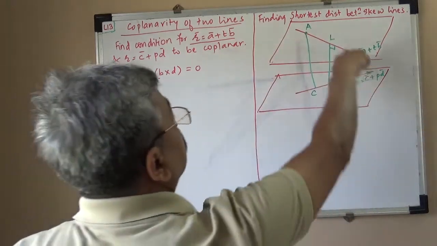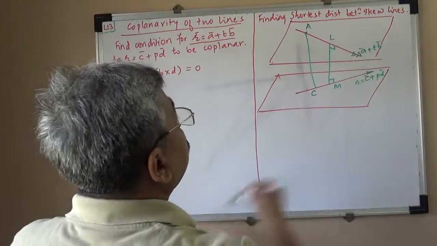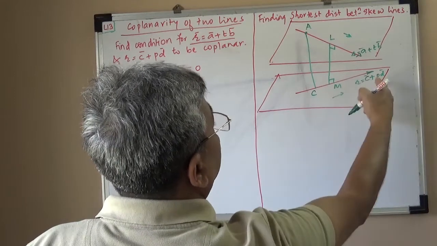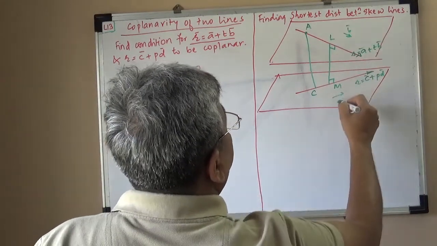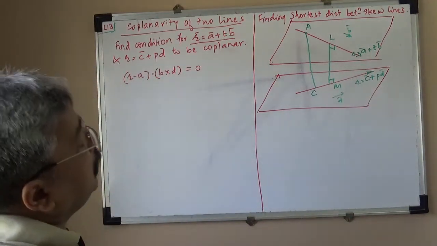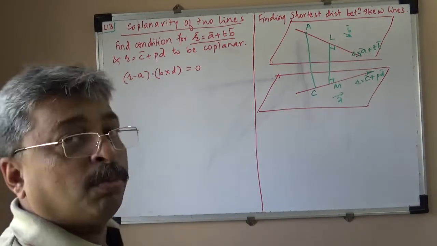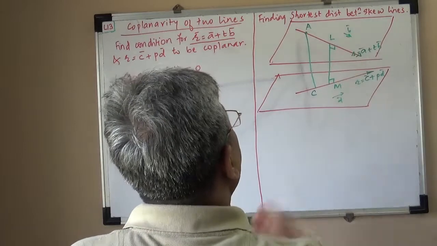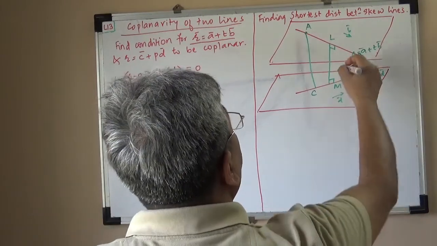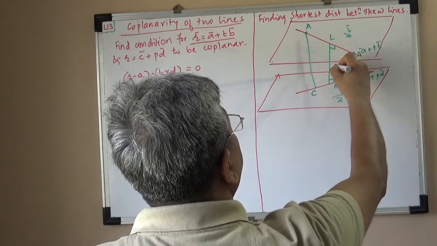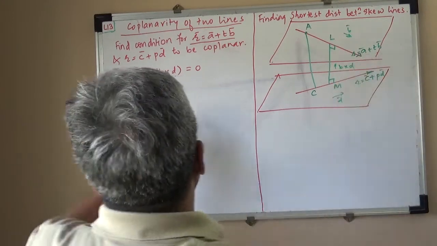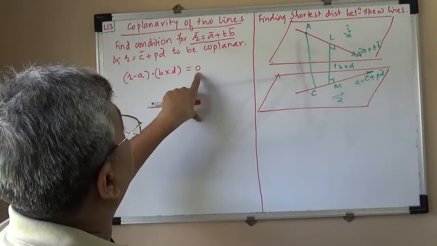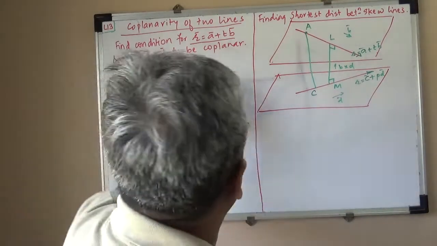What is B cross D? Now the vector along this line is B, and the vector along this line is D. This is vector B, this is vector D. And now you want a vector perpendicular to both B and D. That is where the application of cross product is. So if we consider B cross D, that is going to be the vector perpendicular to B as well as D. So B cross D is supposed to be perpendicular to R minus A. That gives me the equation of the plane, and that product is 0.